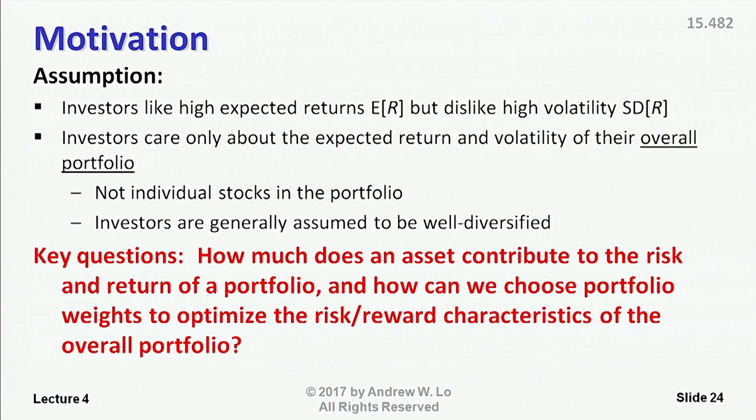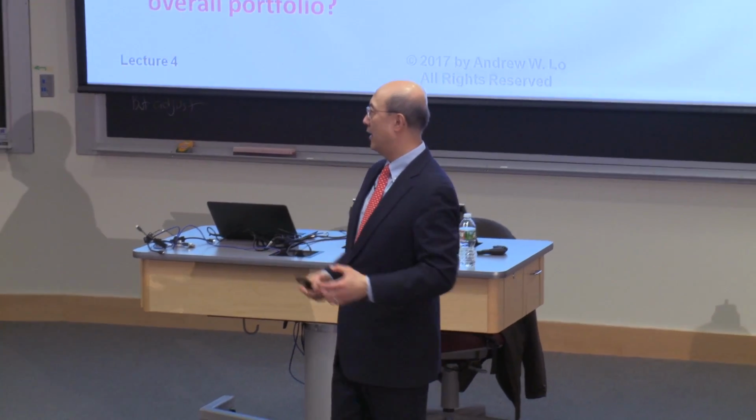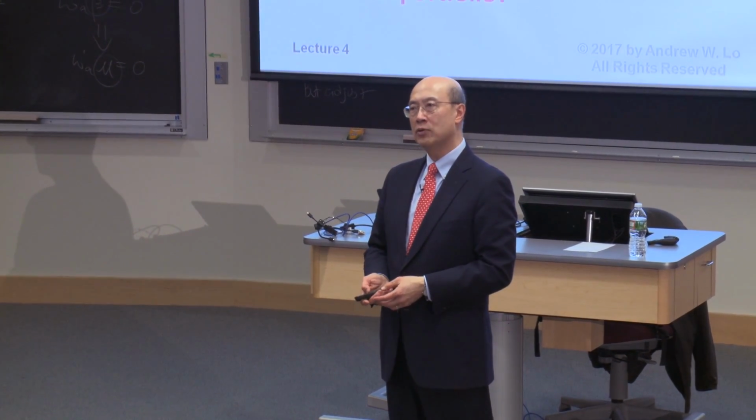How does an asset contribute to that risk-reward trade-off? Is an asset helping you in terms of giving you a better risk-reward trade-off than you otherwise might have without that asset? All right? That's how we're going to use portfolio theory. It's to evaluate the combination of assets and see what have they done for me lately in terms of improving my risk-reward trade-off.